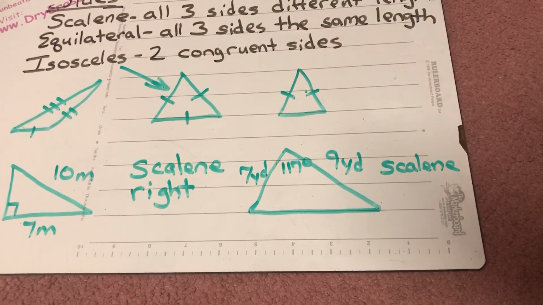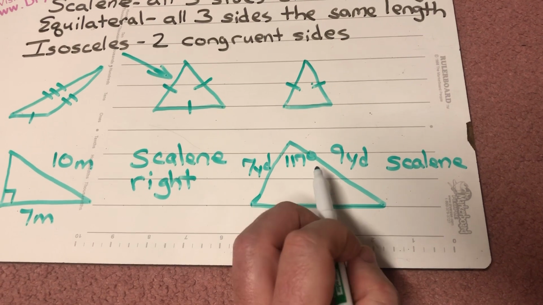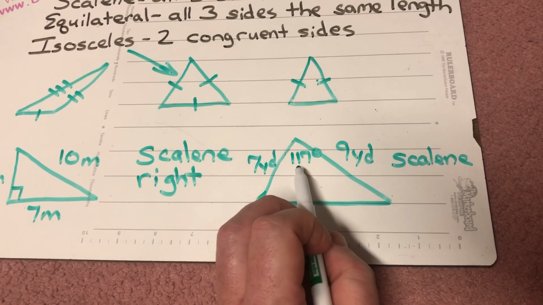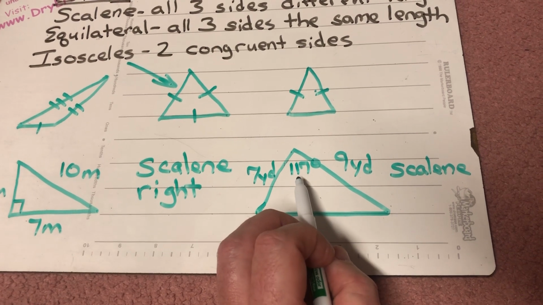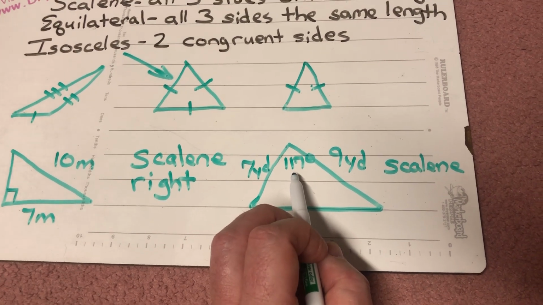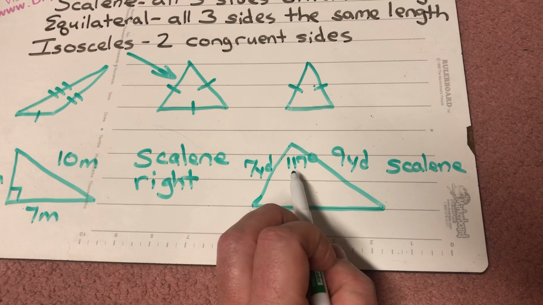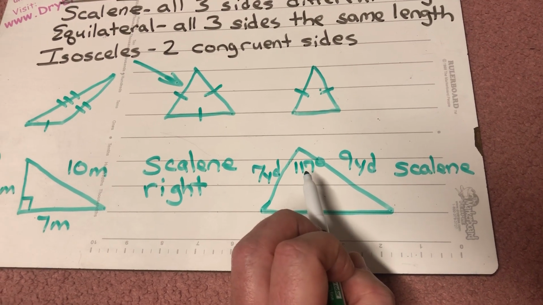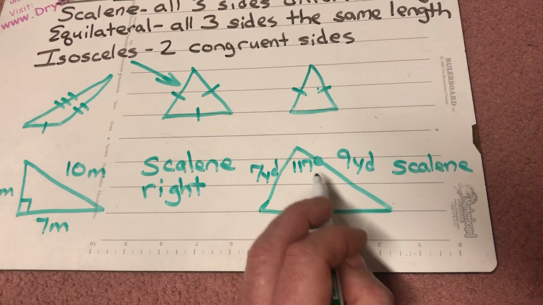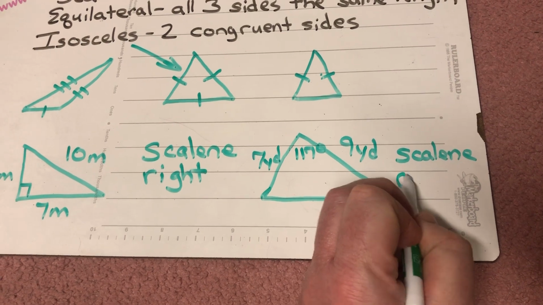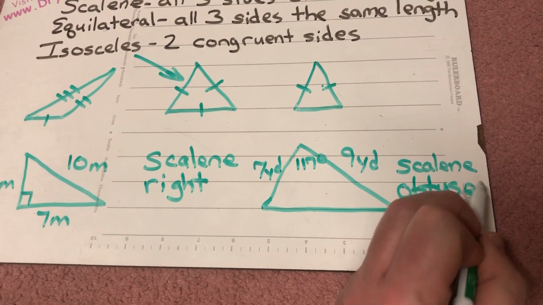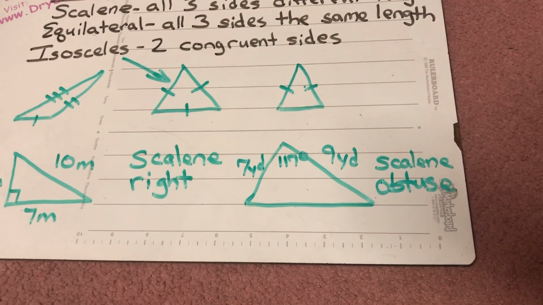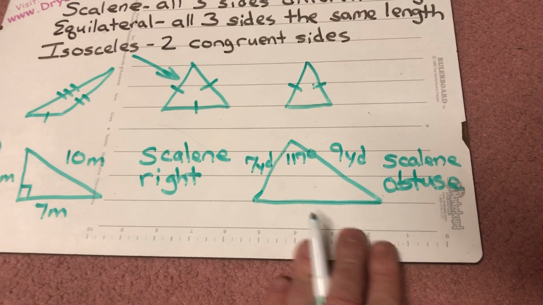So if I do it by sides, it's going to be scalene. But then if I classify it by angles, I see that I have an angle here that's greater than 90 degrees. It's 117 degrees. Thus, by definition, this triangle has one obtuse angle. And since it has one obtuse angle, it needs to be classified as an obtuse triangle. And I would need to put scalene and obtuse.